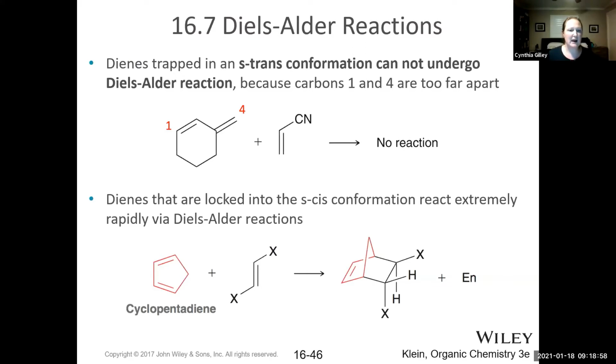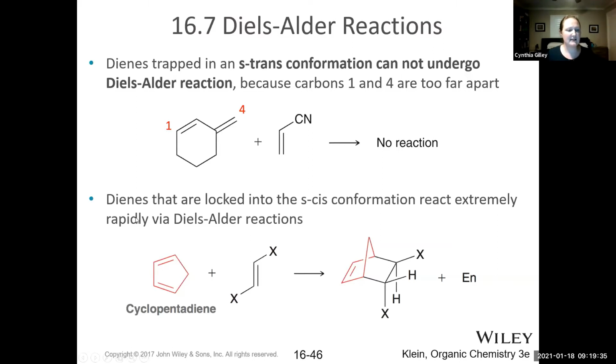So dienes that are trapped essentially in an S-trans conformation cannot undergo the Diels-Alder reaction. The reason it's trapped is because this single bond cannot rotate. It cannot rotate because of the ring constraining that rotation. If we were to rotate the single bond, the ring would have to break to allow that to happen, which is not going to happen. So even though this is a conjugated diene, it actually cannot undergo a Diels-Alder reaction because it's not able to get to an S-cis conformation.